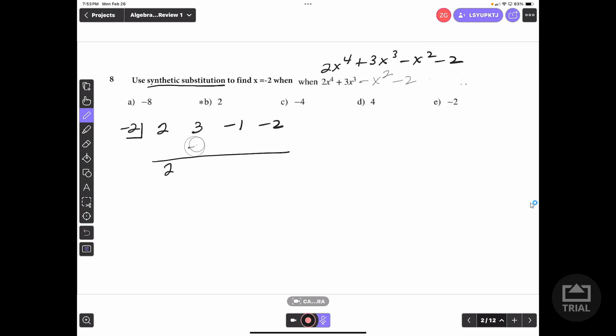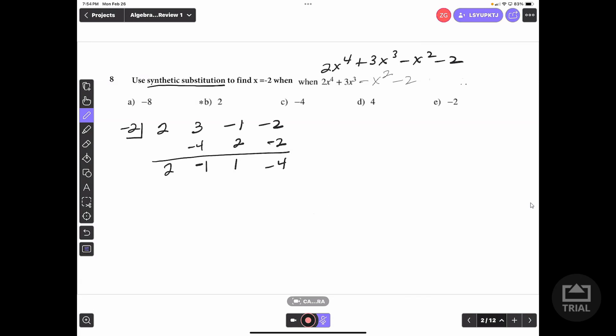Negative 2 times 2 is negative 4. 3 plus negative 4 is negative 1. Negative 2 times negative 2 is 2. Negative 1 times 2 is 1. Negative 2 times 1 is negative 2. Negative 2 plus negative 2 is negative 4. So I'm going to stop. I want to make sure that I got everything down. So it's 2, 3, negative 1, and negative 2.